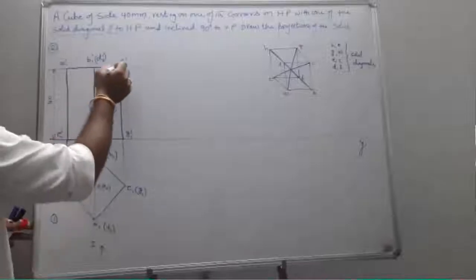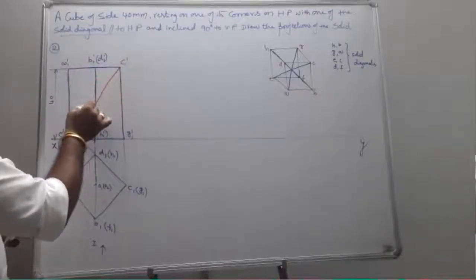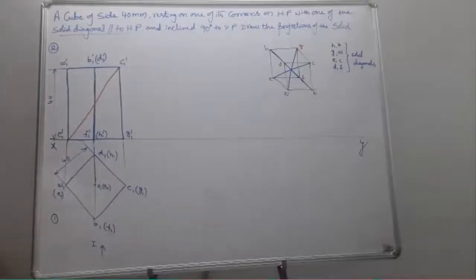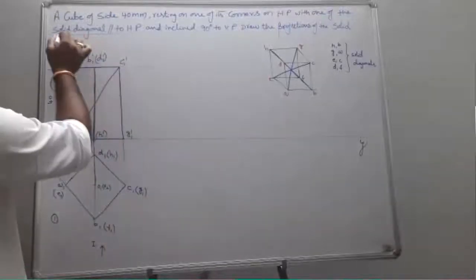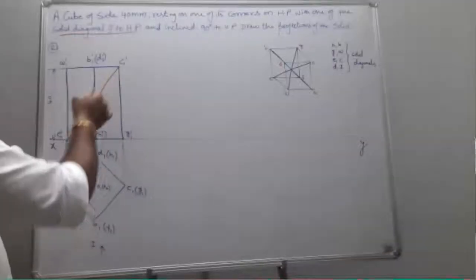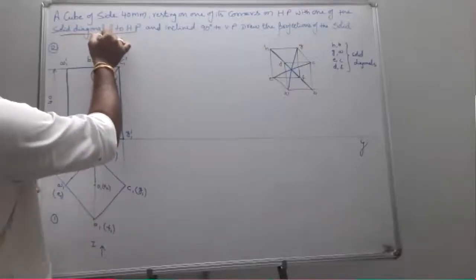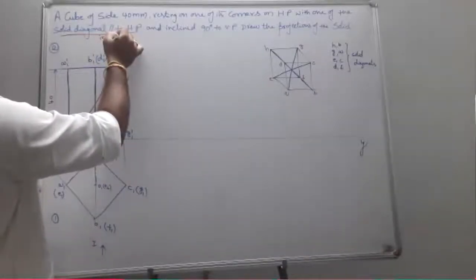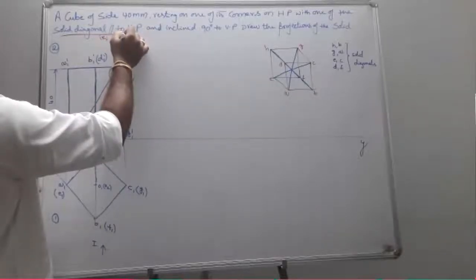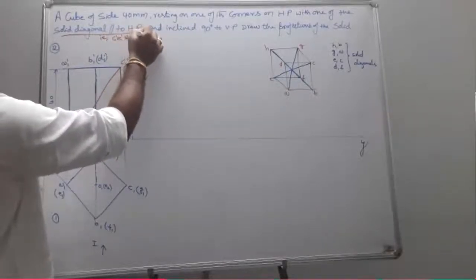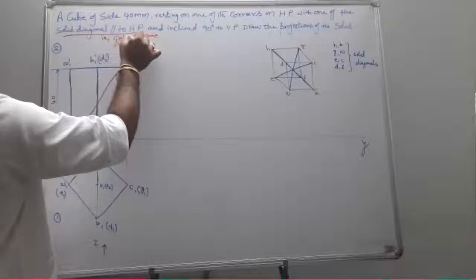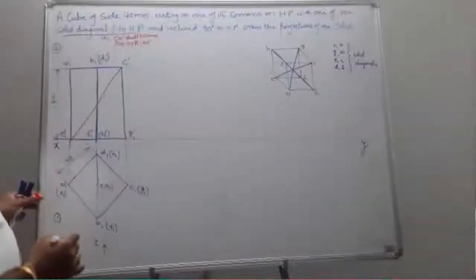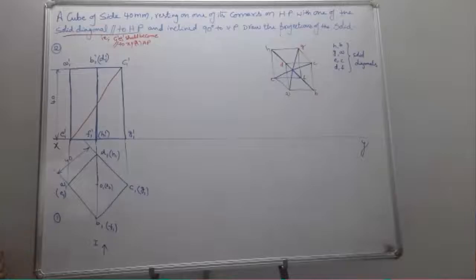I just consider my solid diagonal is this. This solid diagonal should become parallel to XY. Why? Because the solid diagonal is parallel to HP. So that is C1 dash, E1 dash should become parallel to XY or HP. So that means it should become parallel to XY. Then how can we make it parallel, sir?